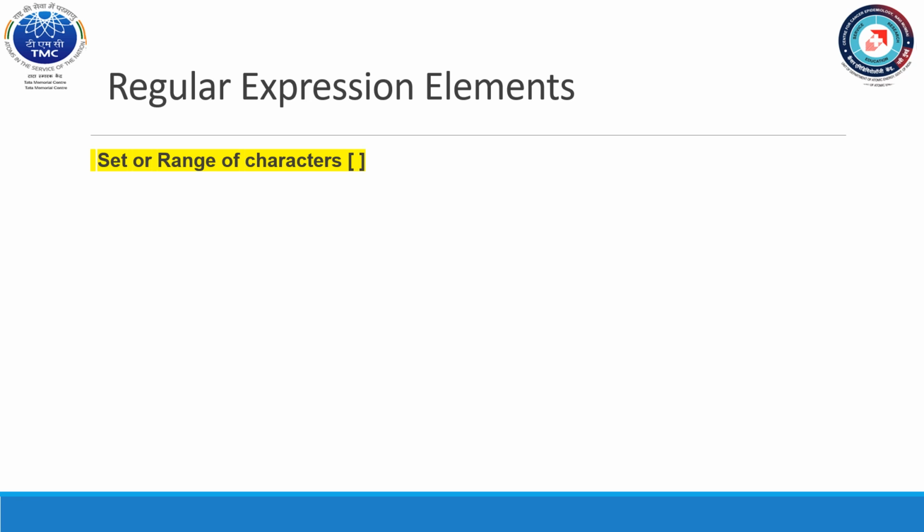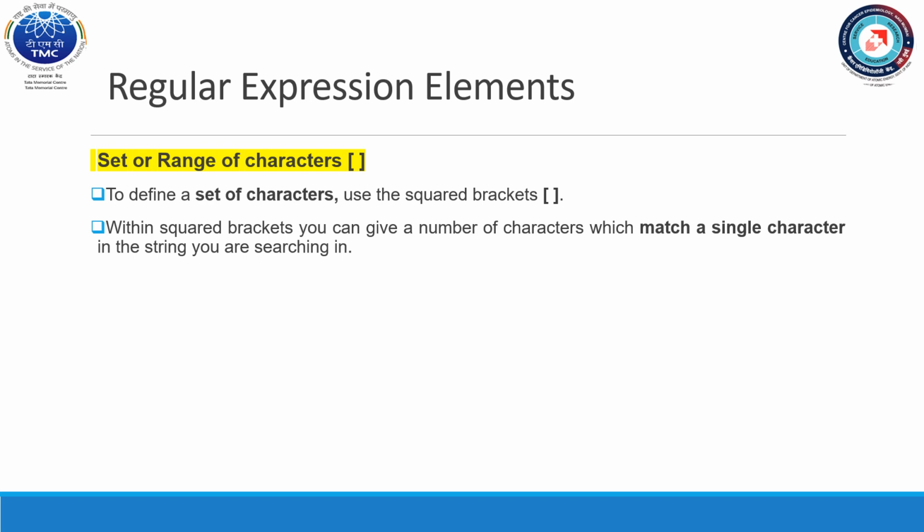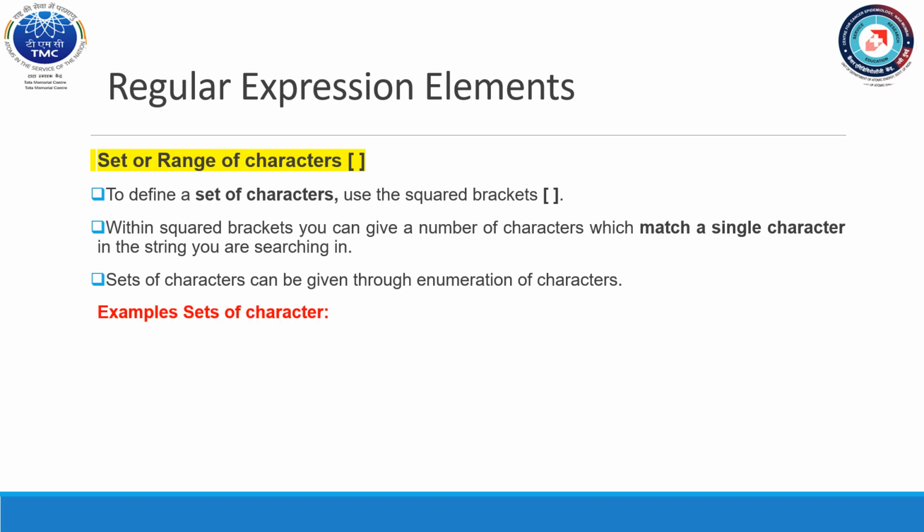Set or range of characters. To define a set of characters, use the square brackets. Within square brackets, you can give a number of characters which match a single character in the string you are searching in. Sets of characters can be given through enumeration of characters. Here are some examples to show you how you can write sets of characters.